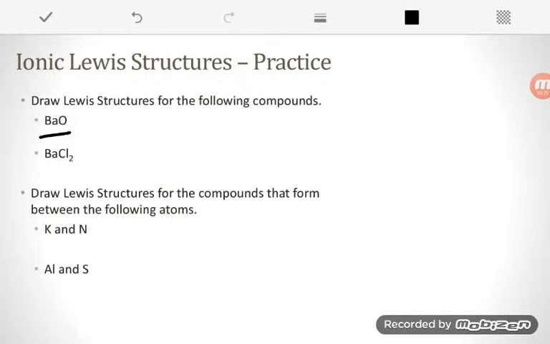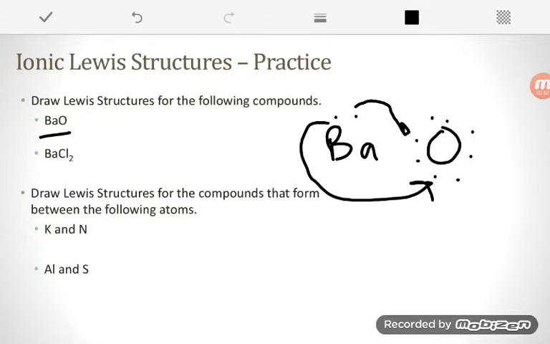So the neutral Lewis structures, we have Ba, we have O. Barium has 2 valence electrons, whereas oxygen has 1, 2, 3, 4, 5, 6. Now again, we're not going to draw a line or a direct bond between the two atoms because ionic bonds are non-directional bonds between charged particles. So we're just going to start transferring electrons from the barium to the oxygen until everyone has their octet. So the barium can put 1 electron right here, and you can put another electron right there.